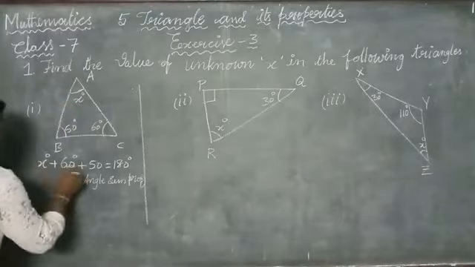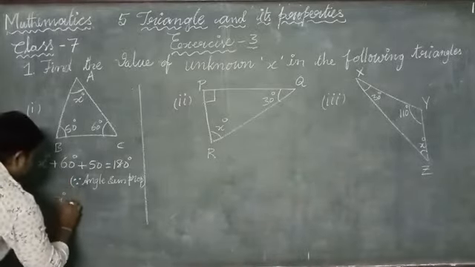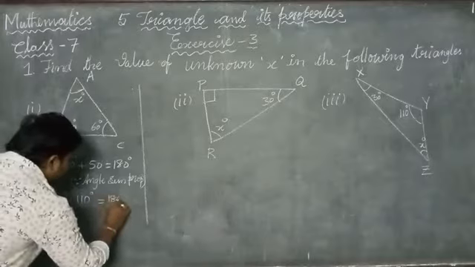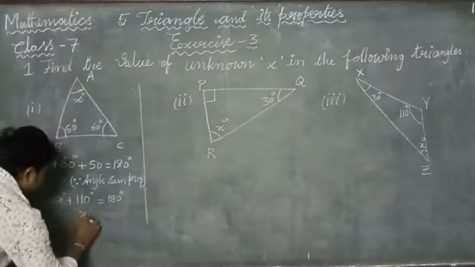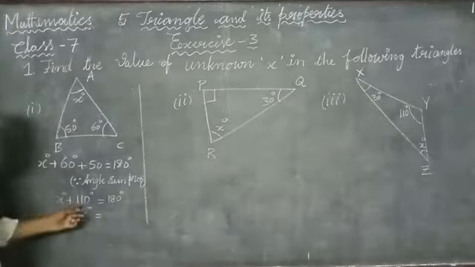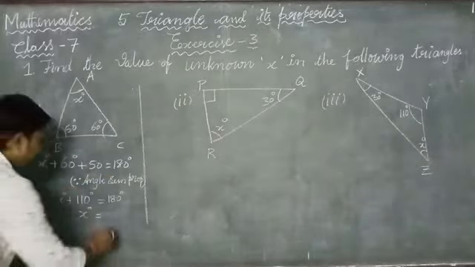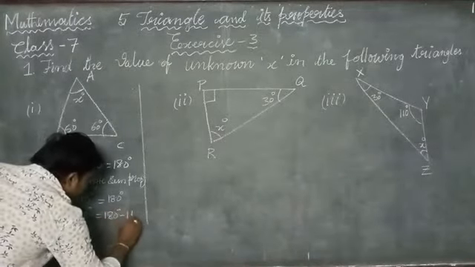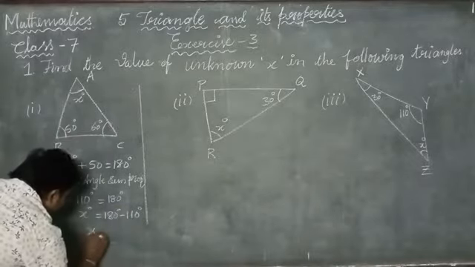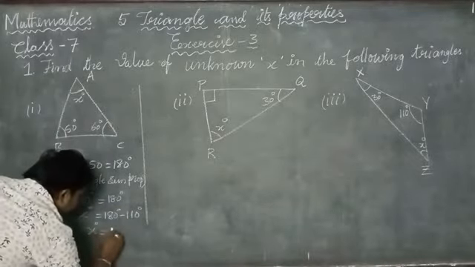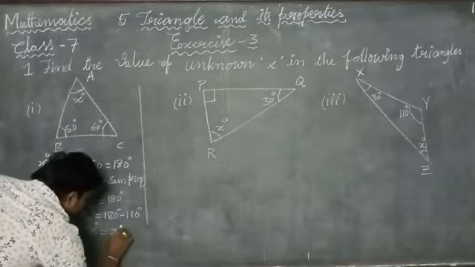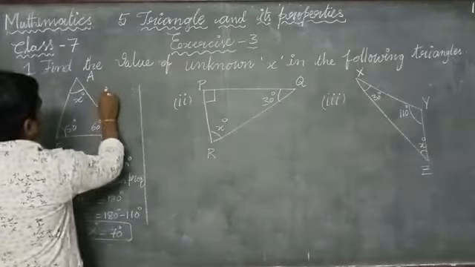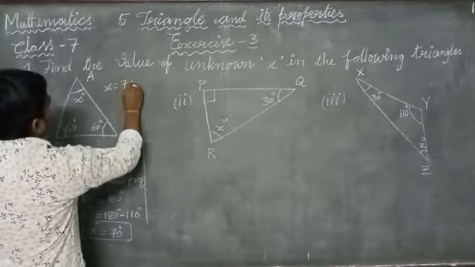Okay. Suppose if you add them, x degrees plus 110 degrees equals 180 degrees. x degrees equals, if you transpose 110 degrees to the right side, then it will become minus 110 degrees, 180 degrees minus 110 degrees. Then x degrees equals 70 degrees. Here x equals 70 degrees.